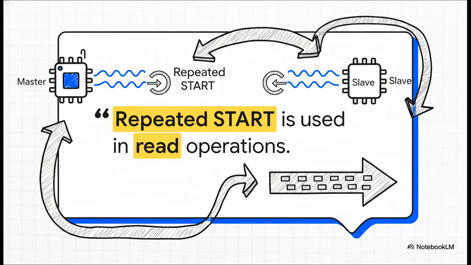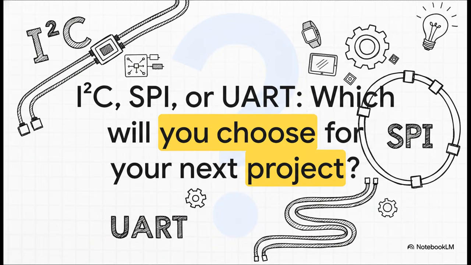And finally, our clever little trick, the repeated start. That's the special tool the master uses when it needs to read data. It lets it switch from writing a request to reading a response without ever letting go of the bus, making the whole thing one seamless transaction. So there you have it, the two-wire wonder, I2C, broken down. It's simple, it's elegant, and it's the silent workhorse behind countless gadgets we use every single day.